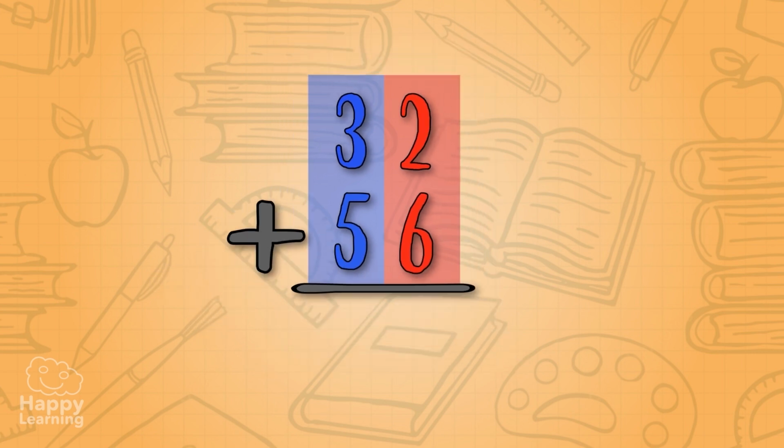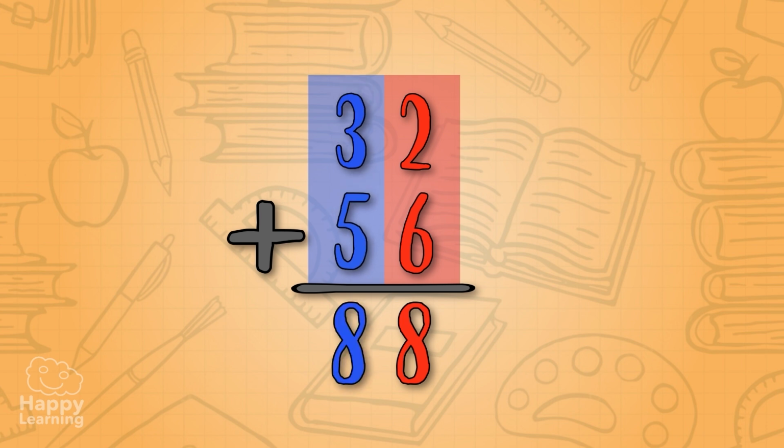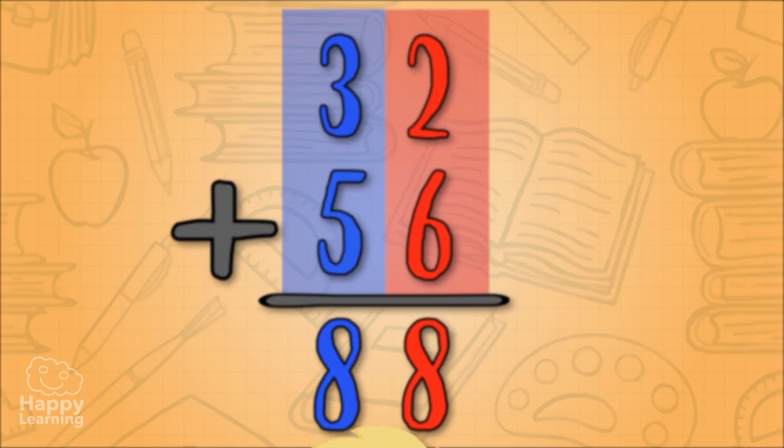Now we need to add the ones from both summands. 2 plus 6 equals 8. And now let's add the tens. 3 plus 5 equals 8. So the final result is 88. That rhymes with cake.